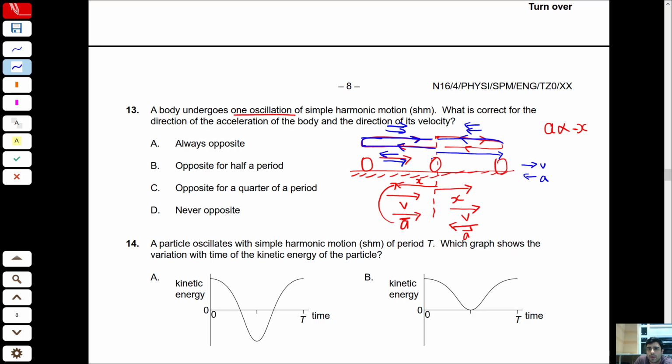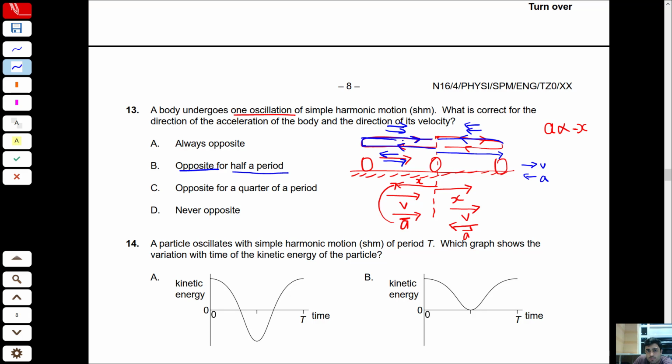So you can see, for half of the time they're in the same direction, and for the rest of the half of the time they're in the opposite direction. So they will oppose each other for half a period. Period is the time taken to complete the cycle. So within the full cycle, half of the time, which time?